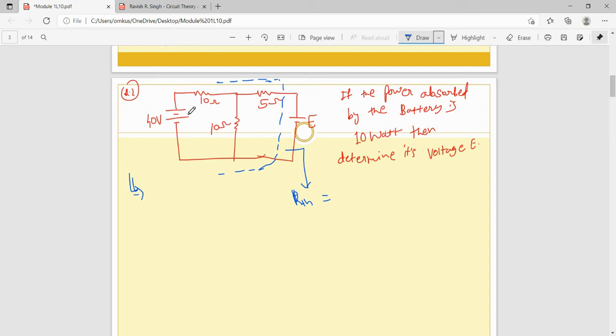RTH, when I short circuit these two terminals, right? Then this 10 ohm resistance is parallel with this 10 ohm resistance. When you calculate this, equivalent is 5 ohm resistance, and this 5 ohm resistance is in series with this 5 ohm resistance. So RTH is 10 ohm, right? RTH is 10 ohm.